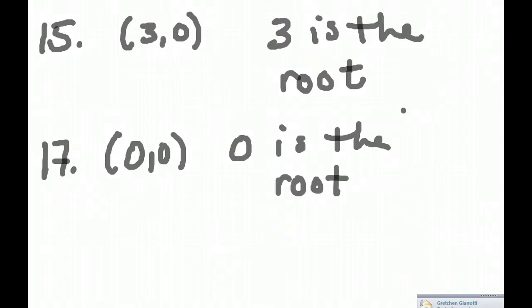Okay, and then number 19, there are no real solutions because this graph is located below the x-axis. So number 19 has no solution.